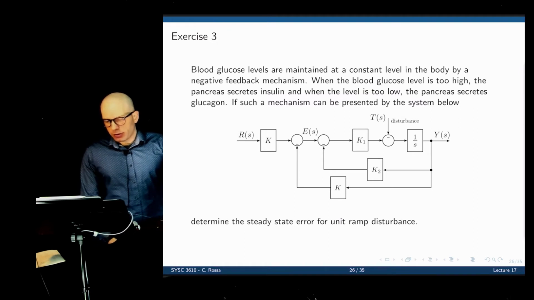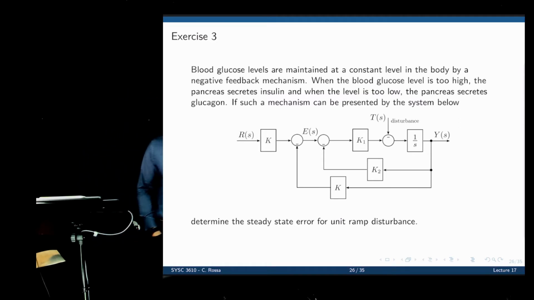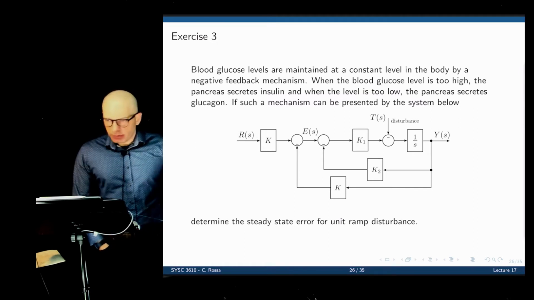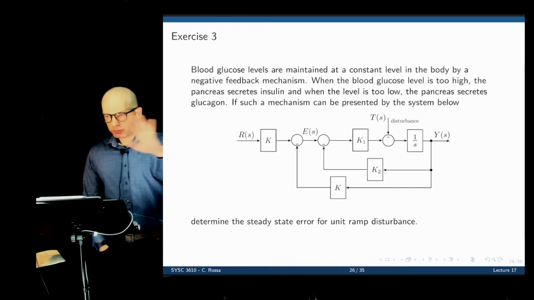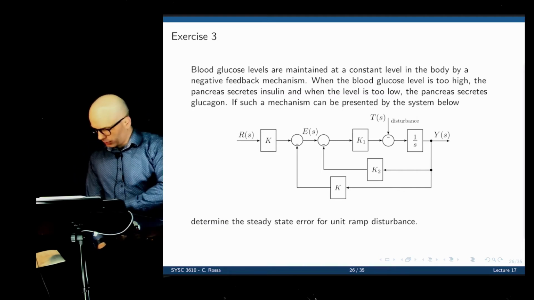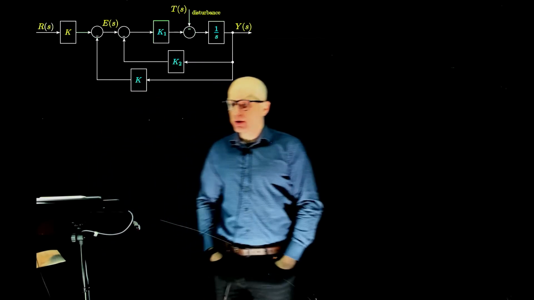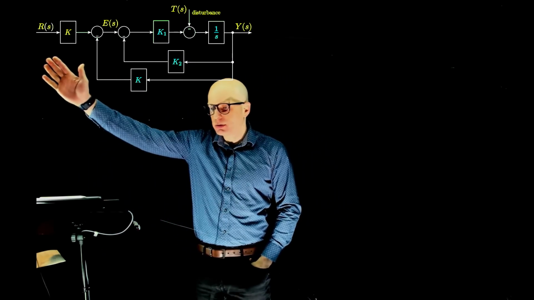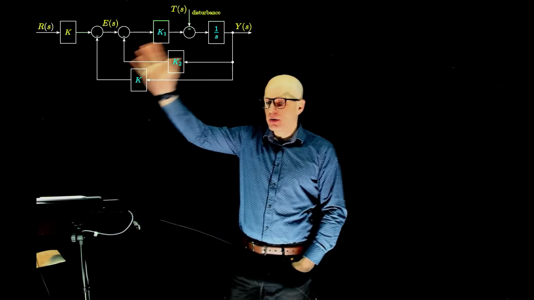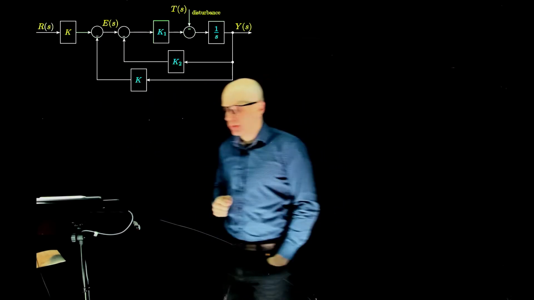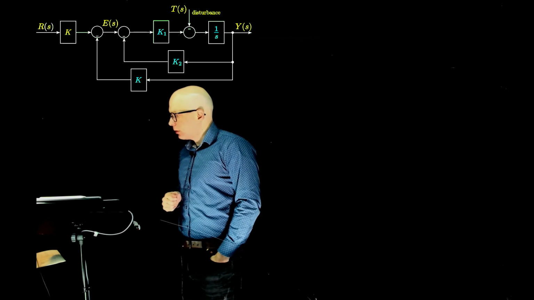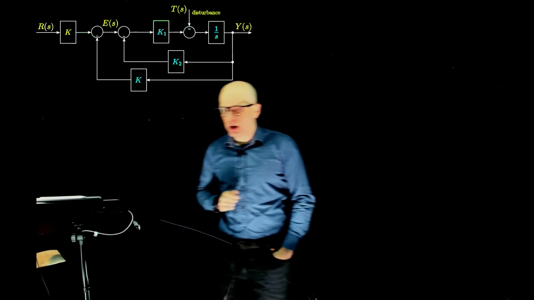When the blood glucose level is too high, the pancreas secretes insulin, and when it's too low, it secretes something else. So there is clearly a feedback loop to measure the blood glucose and then take actions based on that measurement. Let's assume that such a mechanism can be represented by this block diagram and determine the steady state error for a unit ramp disturbance. So what are we looking at? We have this block diagram that represents how the body controls its glucose level.